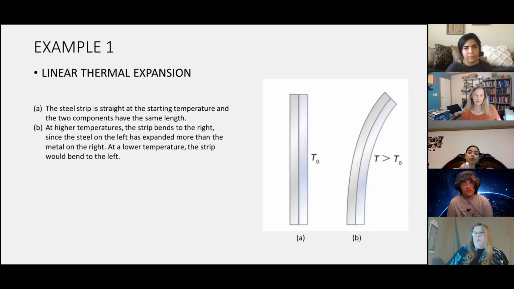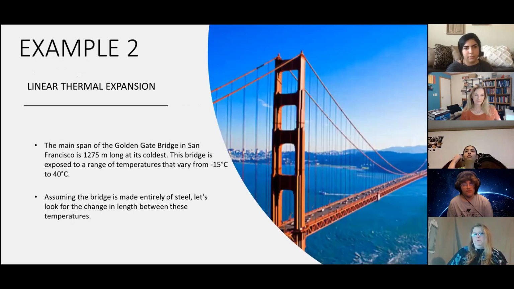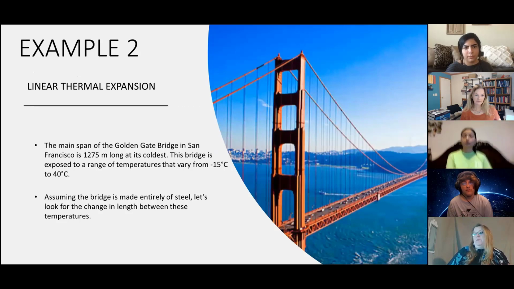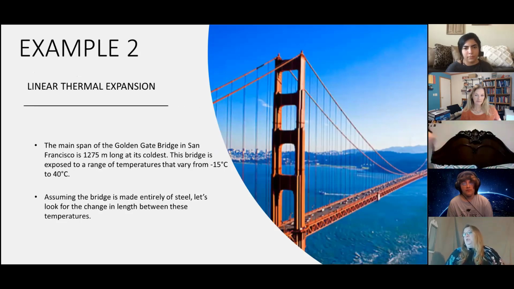On our next example, I will show you how the equation can be used. This is the Golden Gate Bridge in San Francisco. It measures 1,275 meters long at its coldest temperature. The bridge is exposed to a range of temperatures that vary from 40 degrees to below 15 degrees Celsius. If we assume the bridge is made entirely of steel, we can look at the change in length between these temperatures.